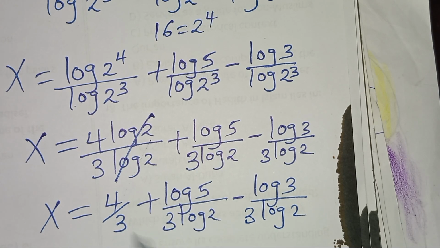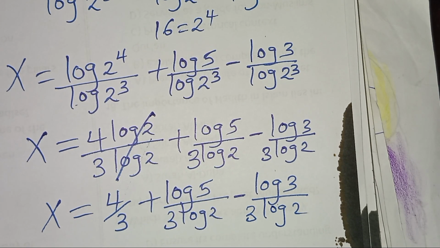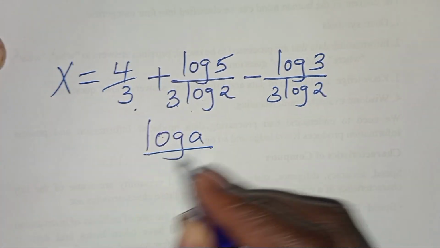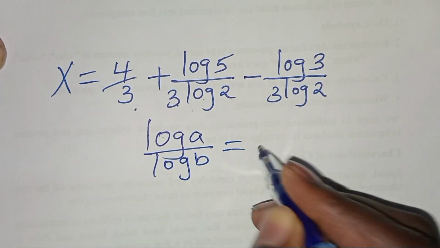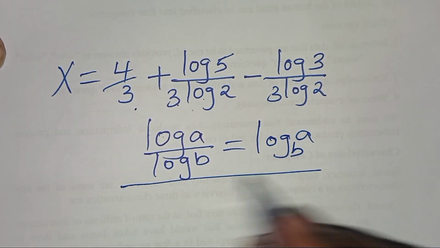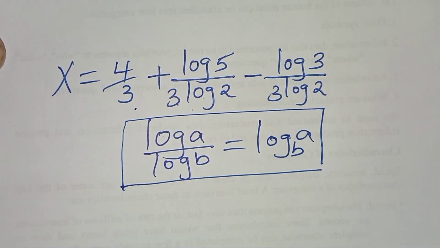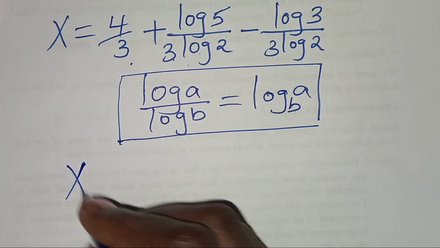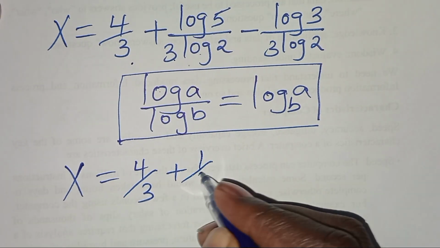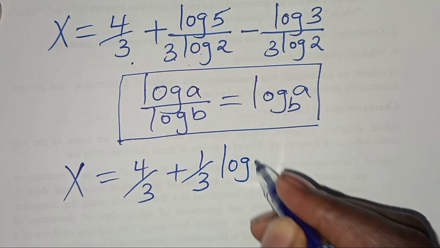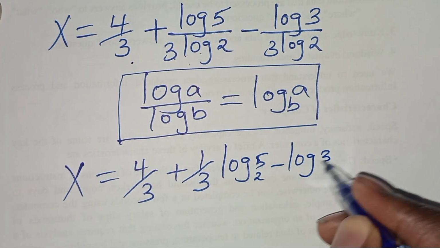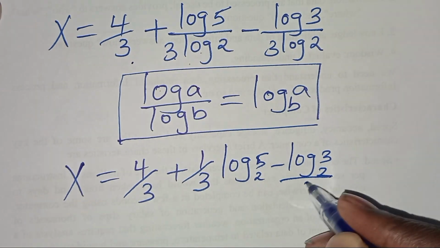Now let's proceed from here. Log 5 divided by log 2, this is in the form of log A divided by log B, which you can express as log A to base B. Now applying this logarithm property, it follows that the value of x is equal to 4 over 3 plus a third log 5 to base 2 subtract log 3 to base 2, all this divided by 3.